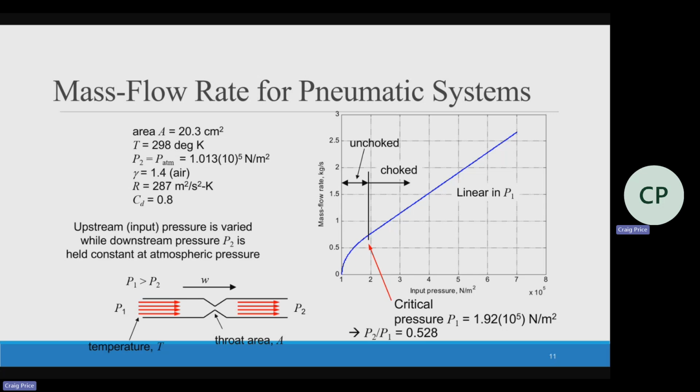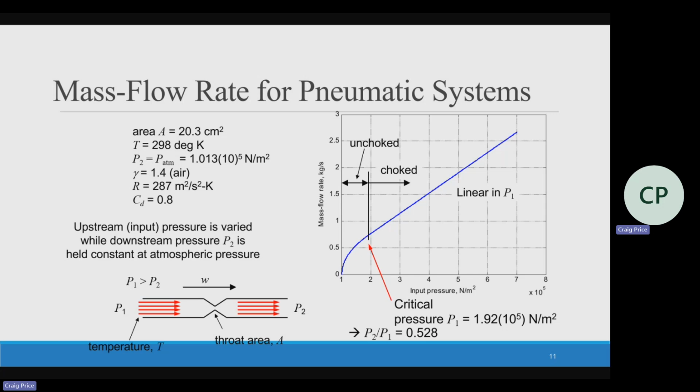But once I get to the critical pressure ratio, where P2 over P1 is equal to 0.528, this is for air, that's where I change from unchoked flow. This is really swirly. There's not much of a difference pressure-wise, but once I get to that pressure ratio, that's where it's choked. Now, as I increase my upstream pressure, it's a linear relationship. More pressure just equals more flow. It's a nice linear equation. Those are the two differences.